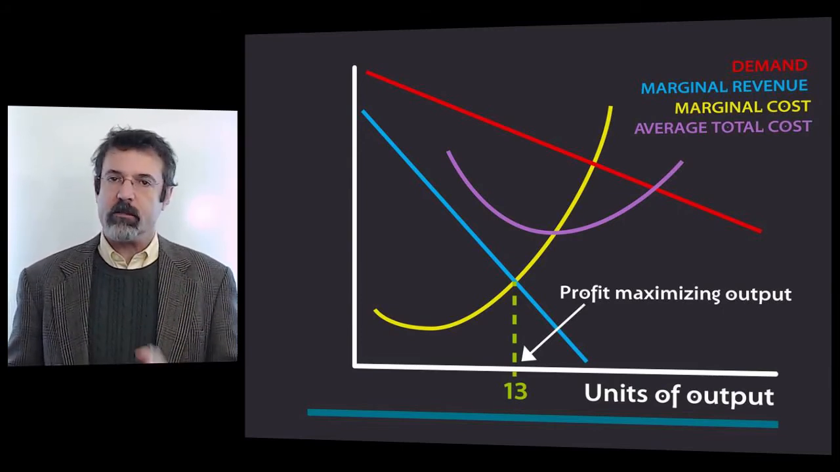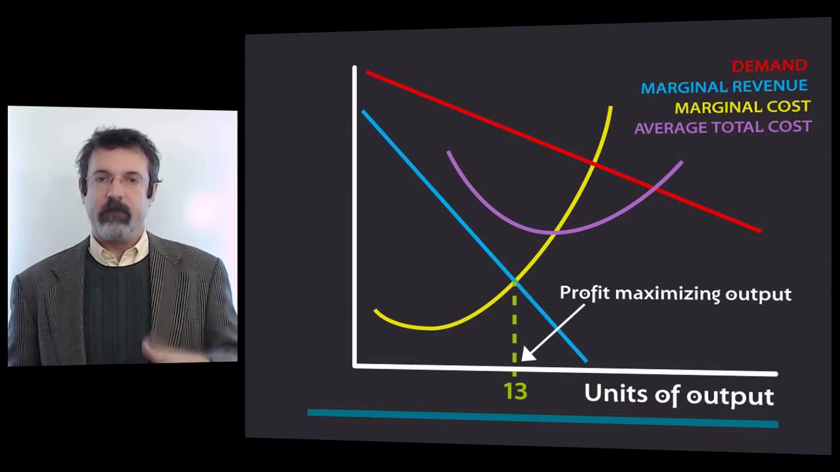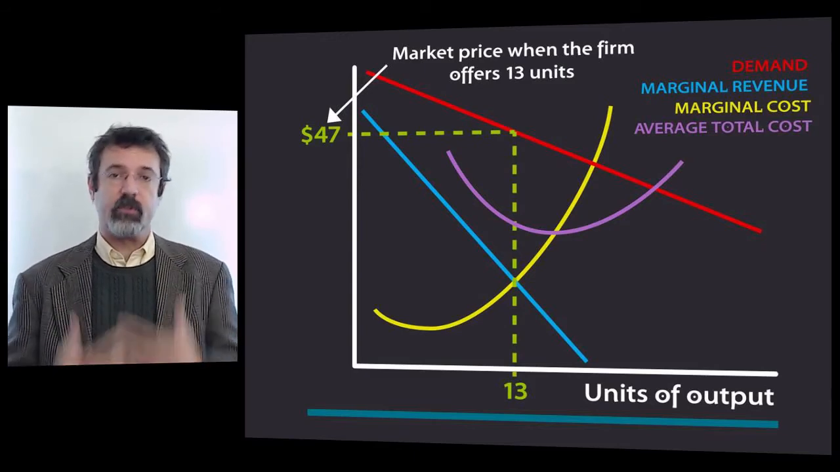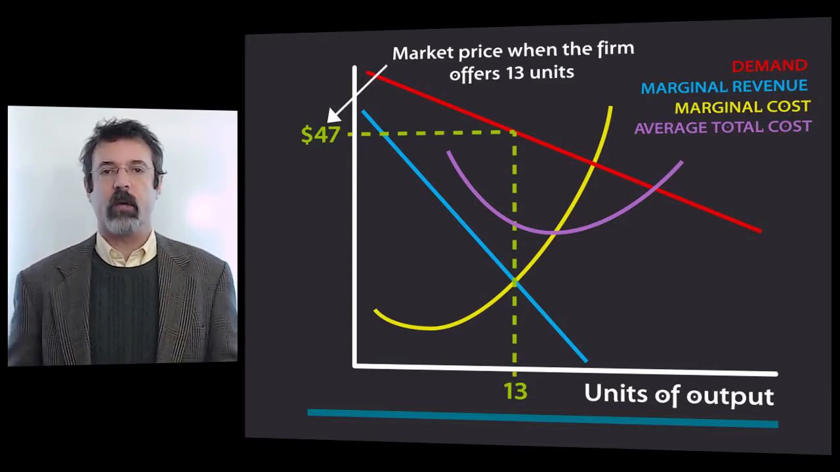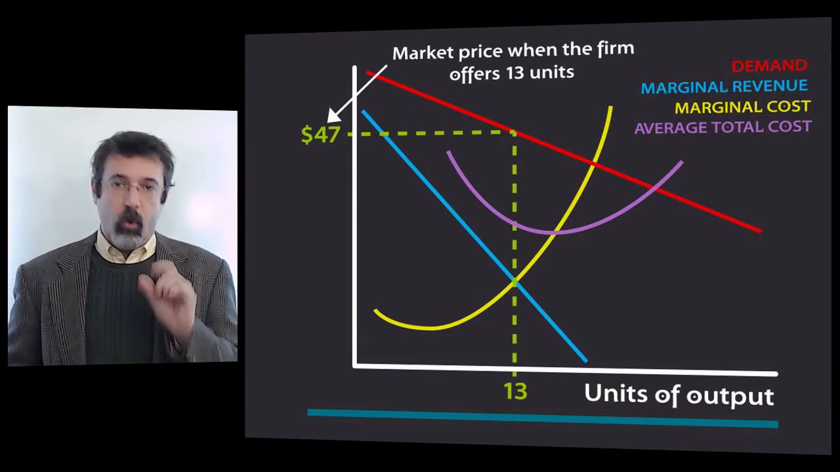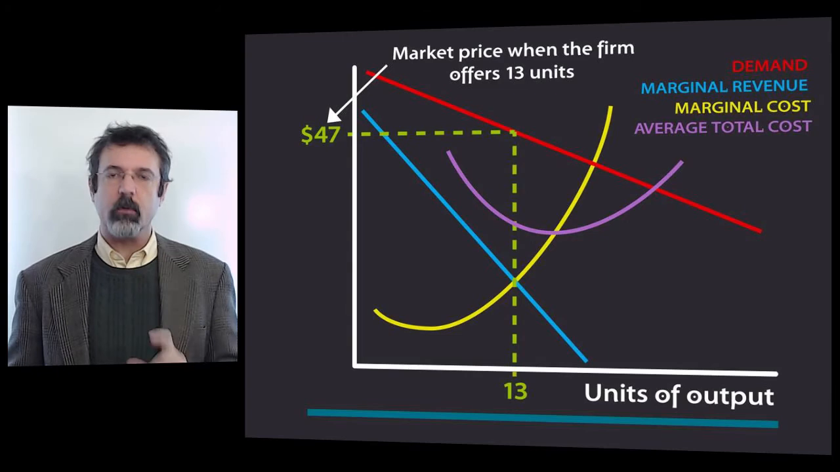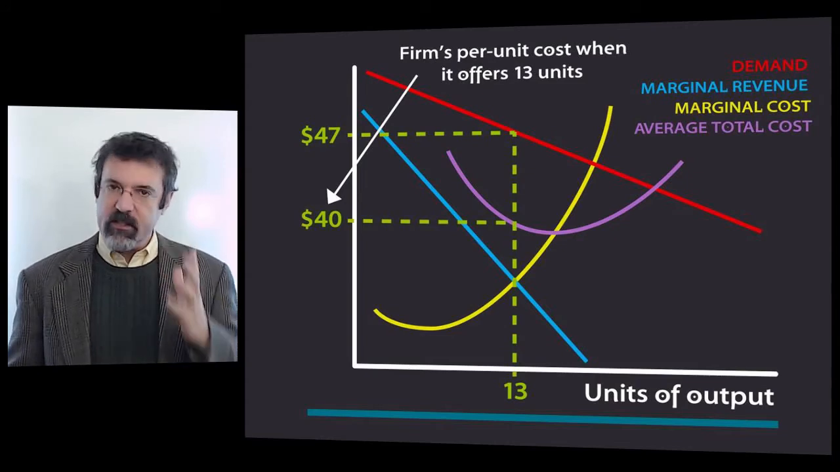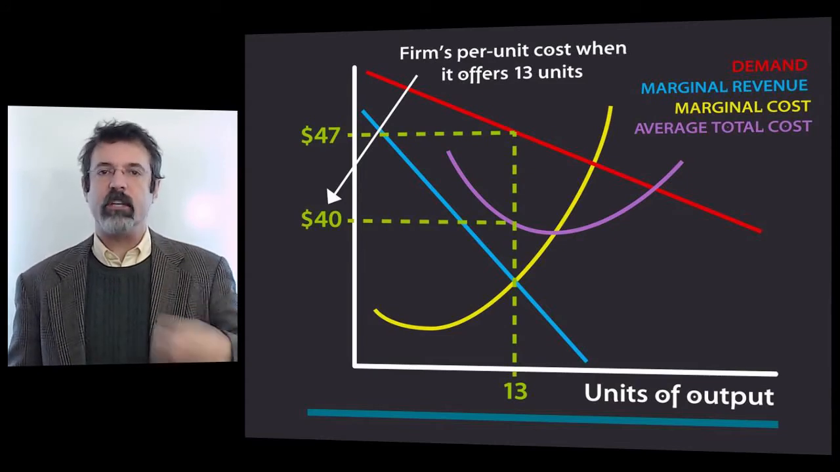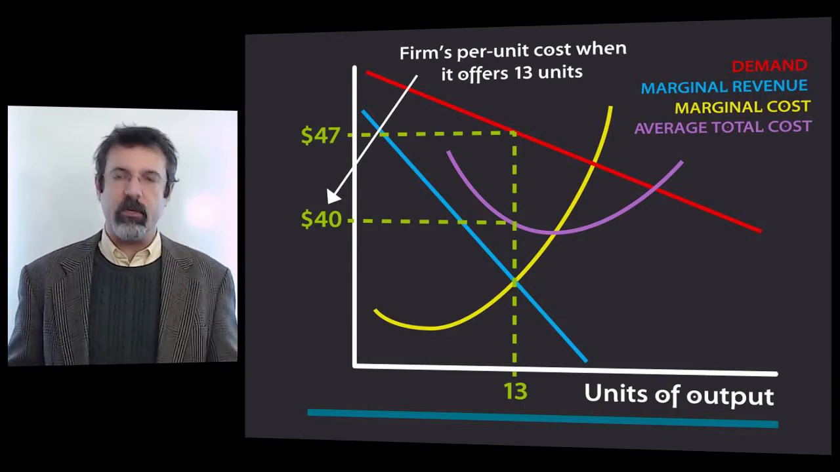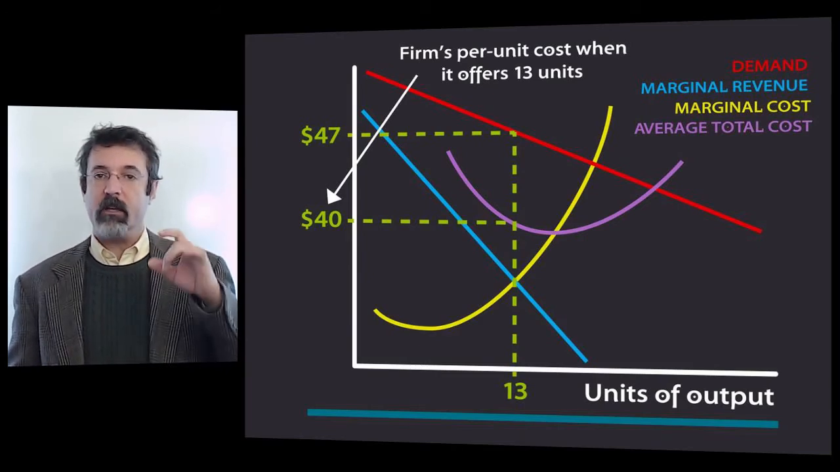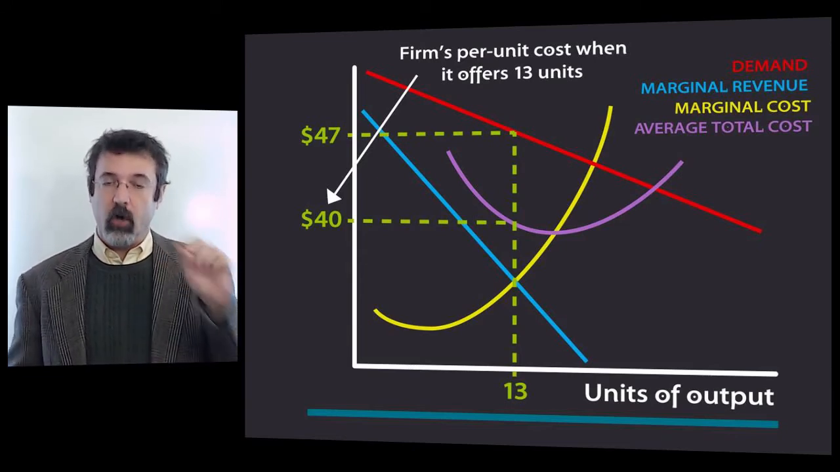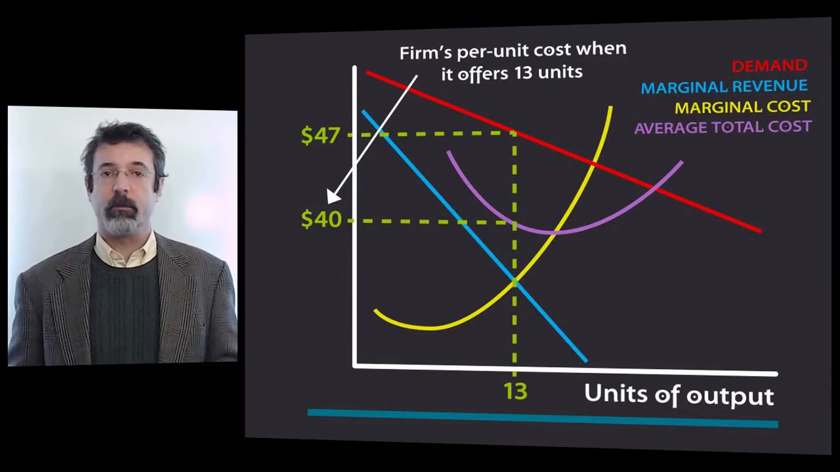We then follow this output up to the demand curve. Following it up to the demand curve gives us a price of $47. So when the monopoly produces 13 units of output, the market price of its product will be $47. Go back to the firm's output of 13 units and follow it up to the average total cost curve, and you find an average total cost of $40. This means when the monopoly produces 13 units of output, its cost per unit is $40. So we have the monopoly producing 13 units, selling the units for $47 each, and it costs the monopoly on average $40 each to produce.